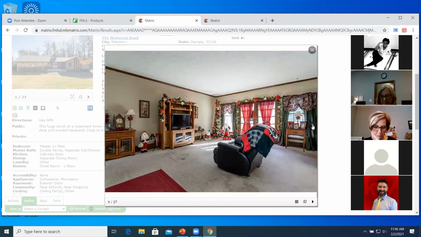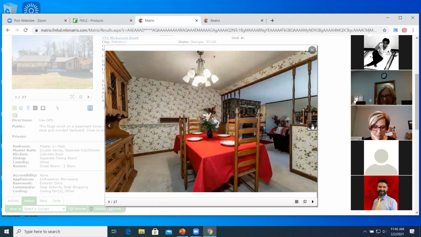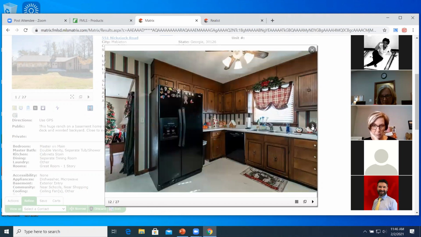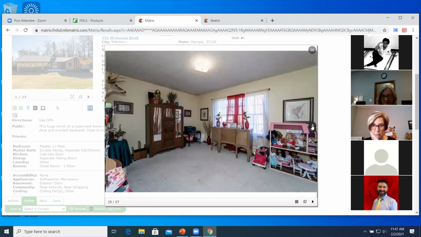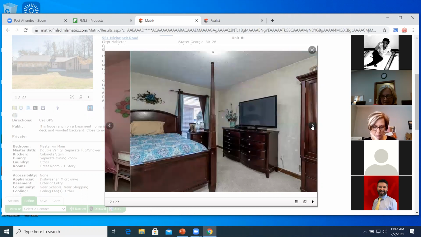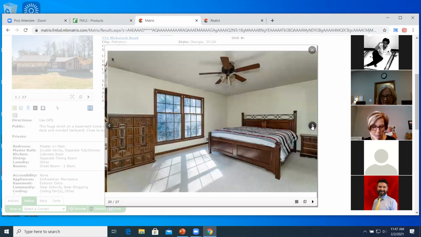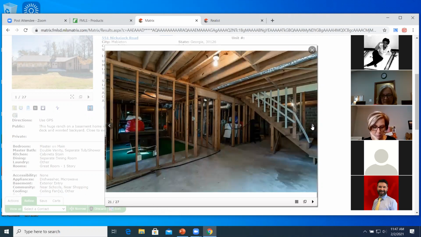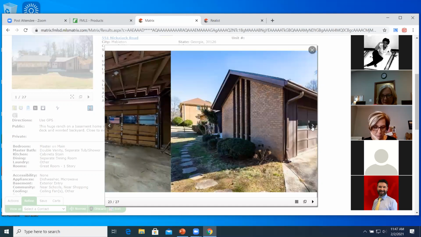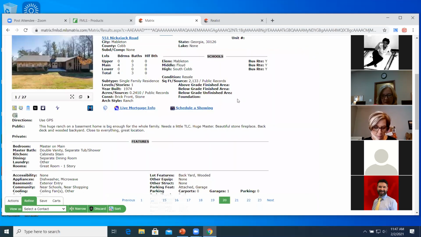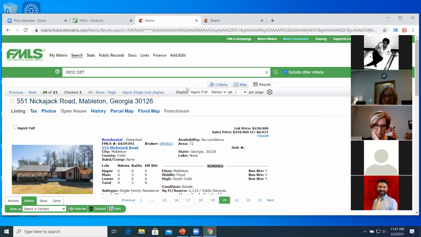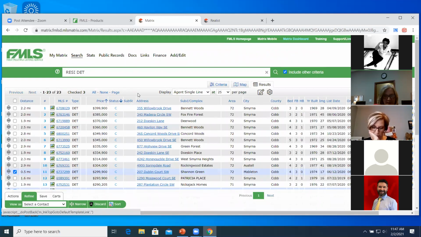It's Christmas time. Lots of nasty looking wallpaper and really no upgrades at all. Maybe some appliances. Yeah, basement. Okay, doesn't appear anything's finished in the basement. So, okay, I'm just curious. I wouldn't probably use this one. I just wanted to see since it was in Mableton. All right, so let's go back.